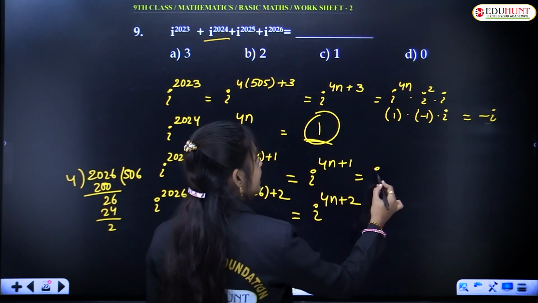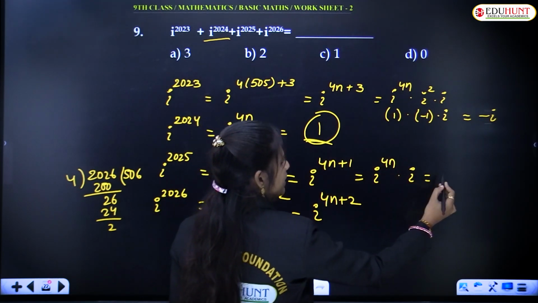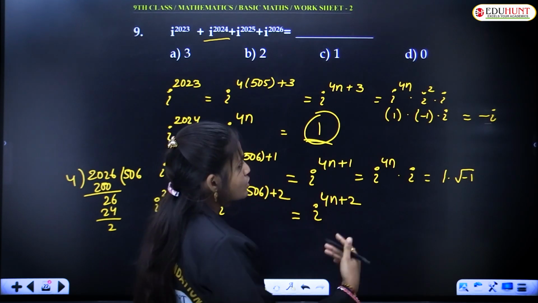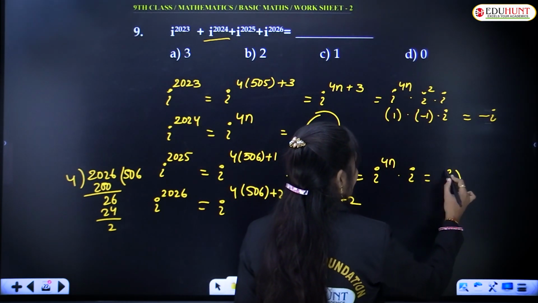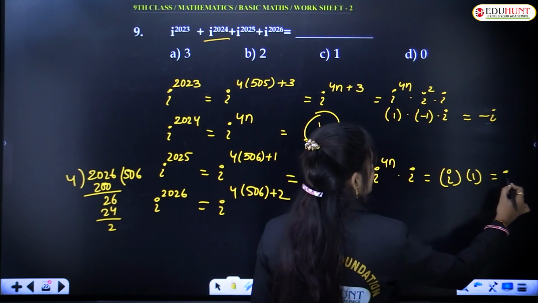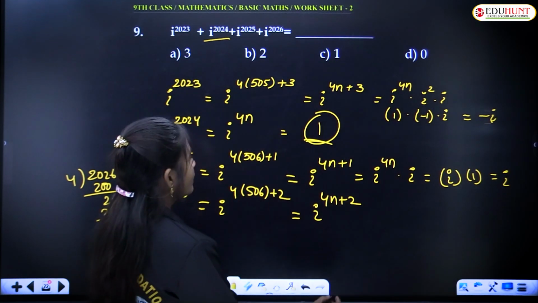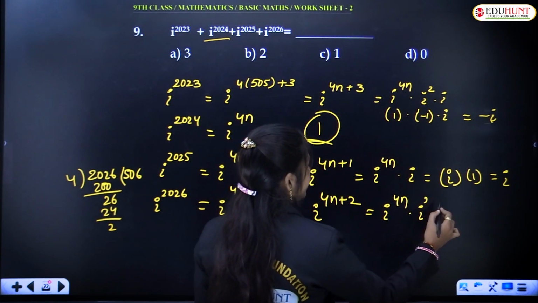And here this one we can write as i power 4n into i. So i power 4n value is 1. 1 into square root of minus 1. Okay. So we can take this directly as i also. i into 1, which is equal to i. Why? Because here we got it in the form of i, no? So that's why.